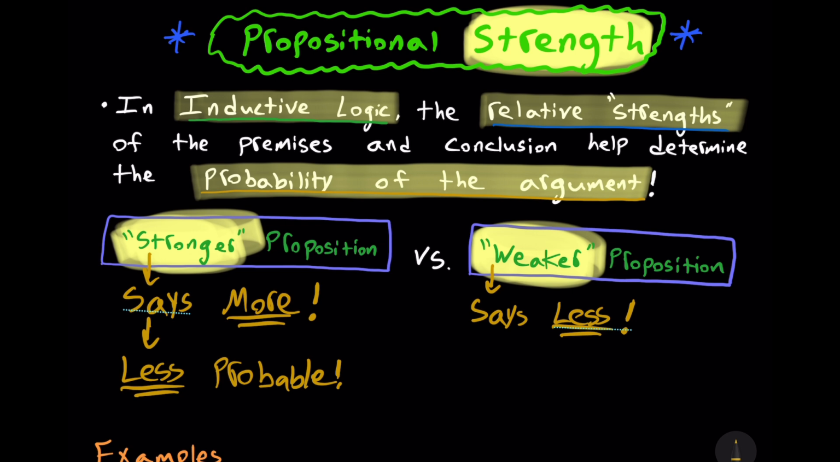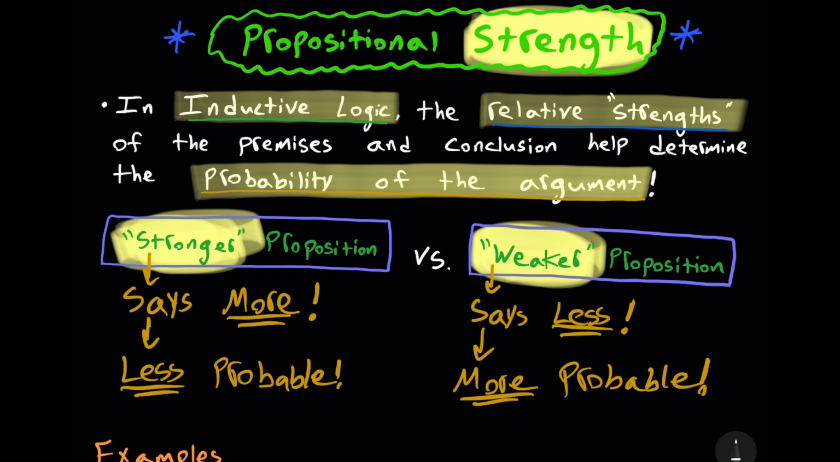Whereas a weaker proposition says less. There's less content in it, implying that, other things being equal, it is more probable. And that is because a weaker proposition can be true under a wider range of possible circumstances. It's not very specifying. It's not very specific. It's not too demanding. But because it's not too demanding, it's more probably going to be the case.